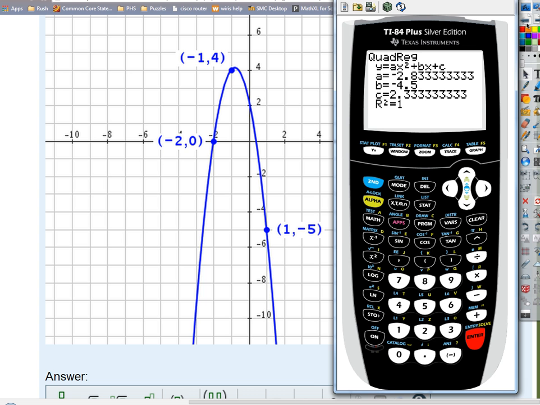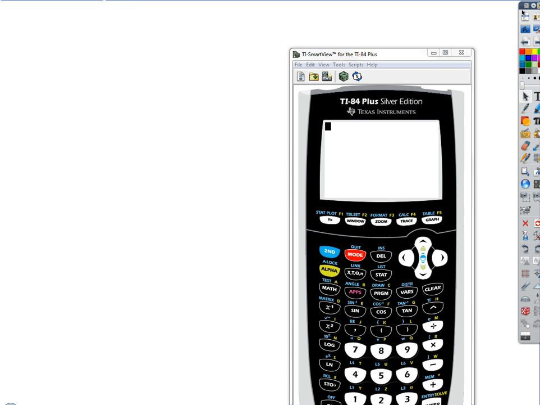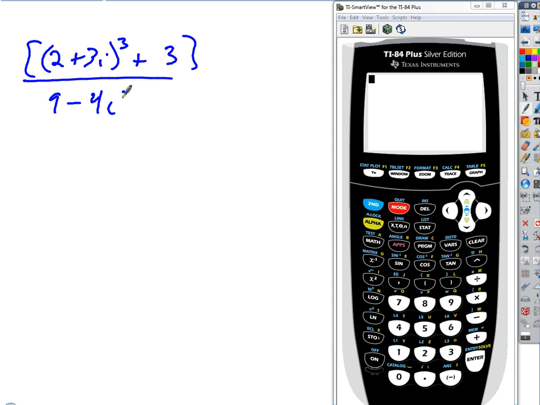Okay, the other thing the calculator does for you, this is really slick, would be something like this. What if I want to do some arithmetic with complex numbers? Say I have something like (2 plus 3i) cubed plus 3, divided by 9 minus 4i. That would be really hard and time consuming to do without a graphing calculator, right? There'd be a lot of arithmetic to do with complex numbers.